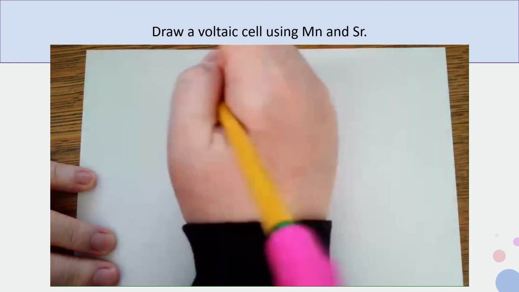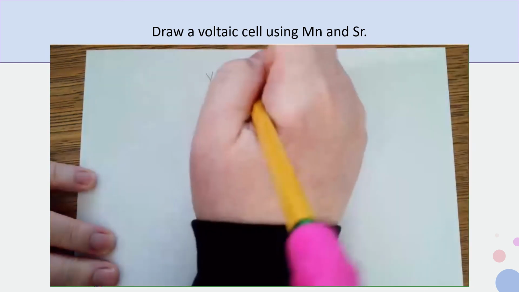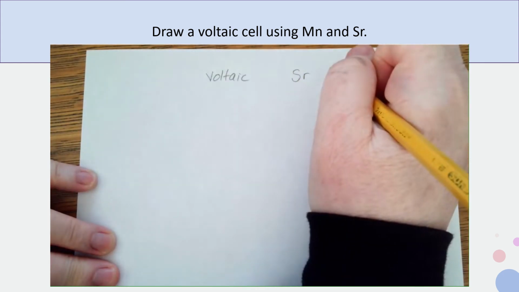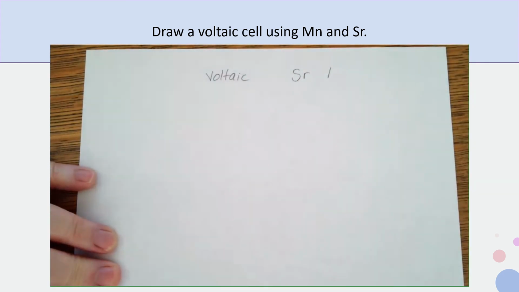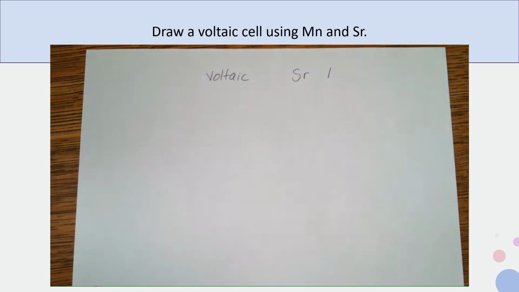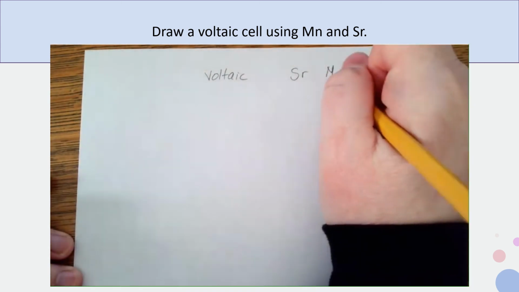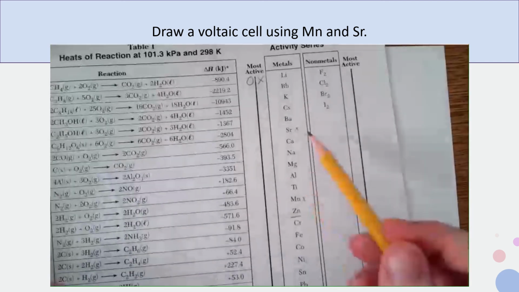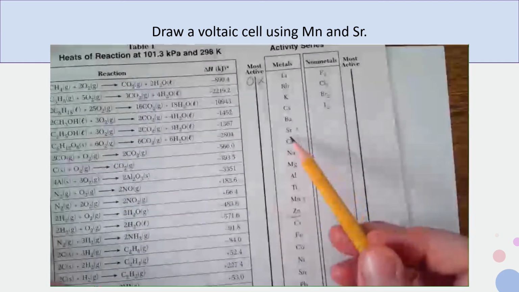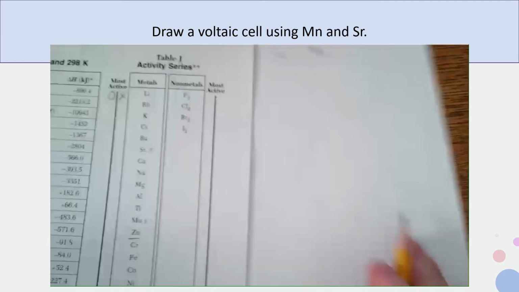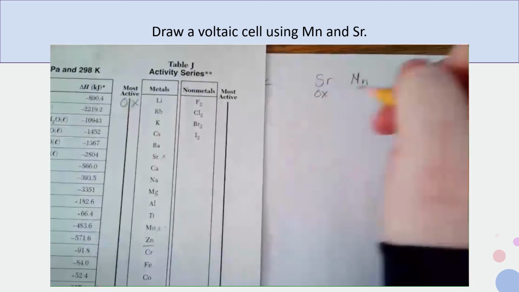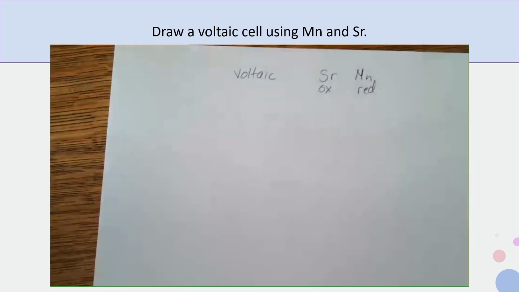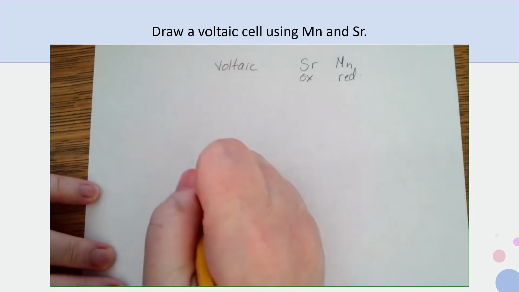Okay, so now we're going to do the same thing, but this time we're going to draw a voltaic or a galvanic cell, and we're going to use the same exact two metals. So we're going to use Mn and Sr. This time, here's where they are. Sr is higher, so it is oxidized, and Mn is reduced. Okay, that's normal rules.